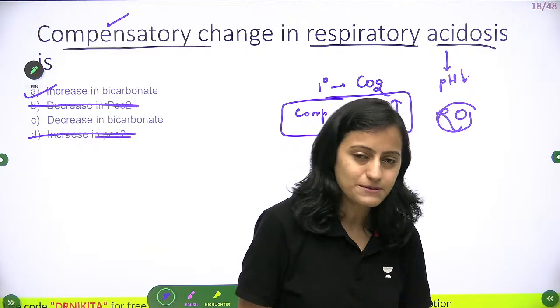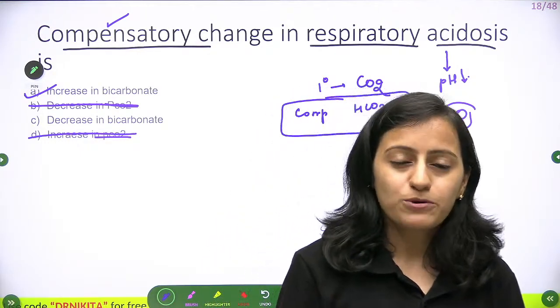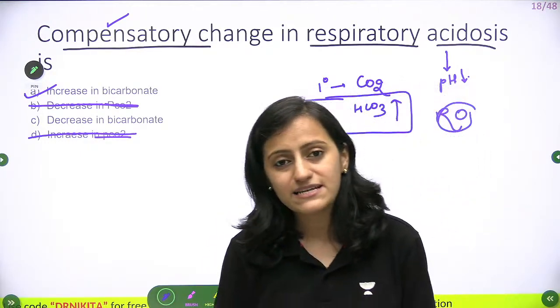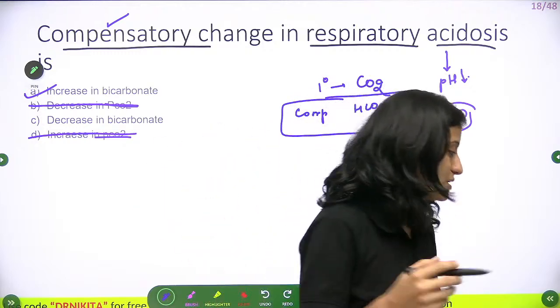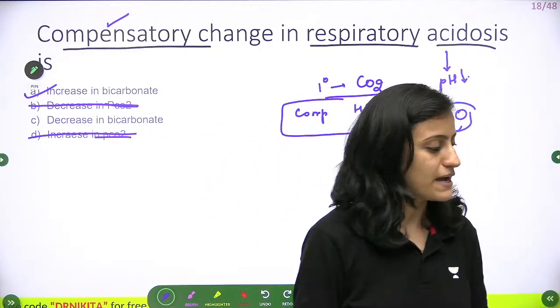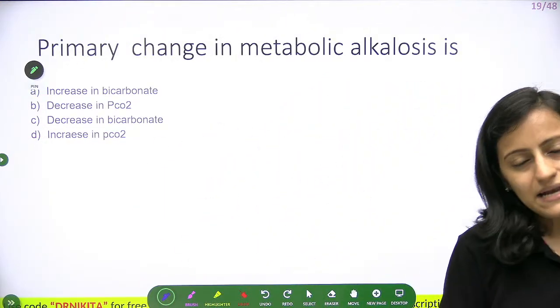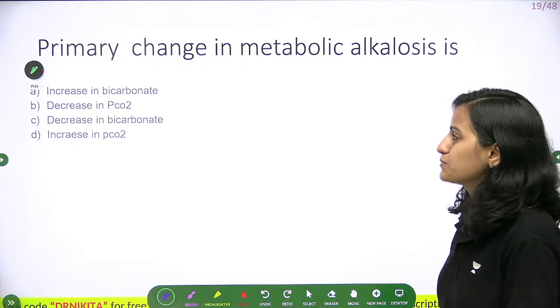Is this clear with everyone? Right, so respiratory is opposite, pH is decreasing. The primary change would be an increase in PCO2. The compensatory change would be an increase in bicarbonate. Okay, next one, some more practice. Tell me what will be the answer to this.